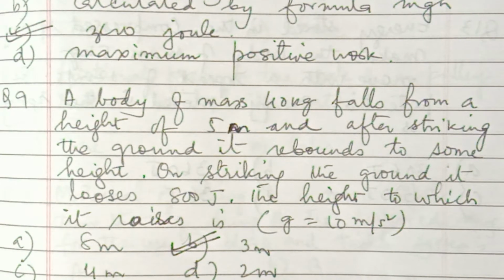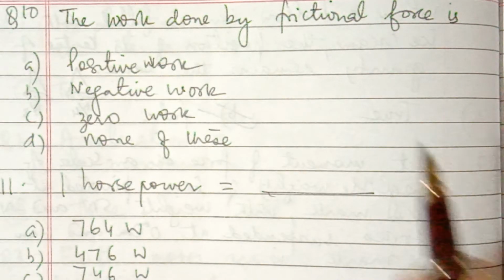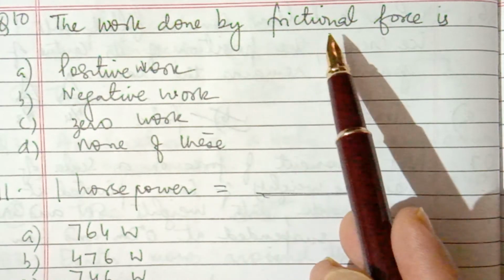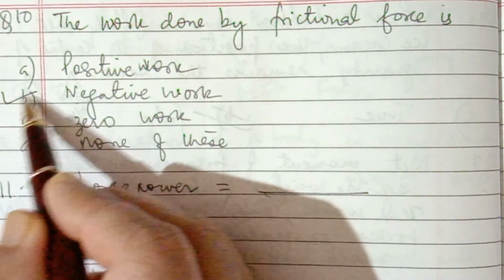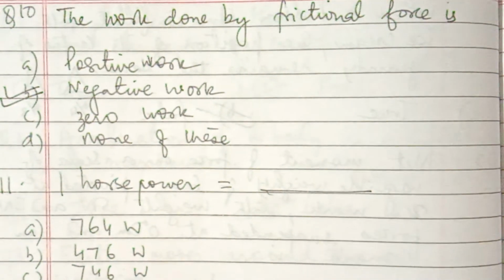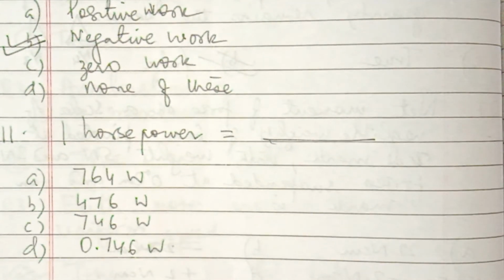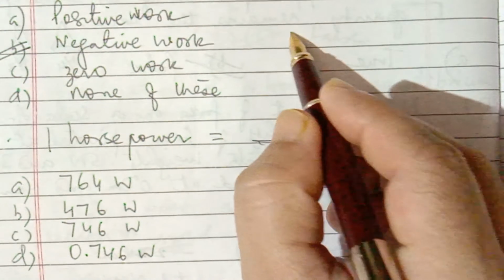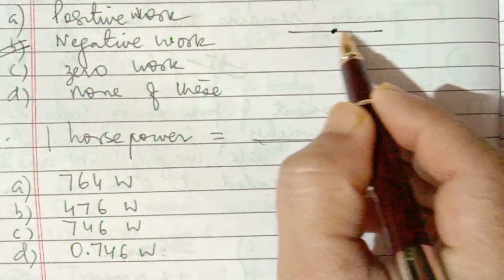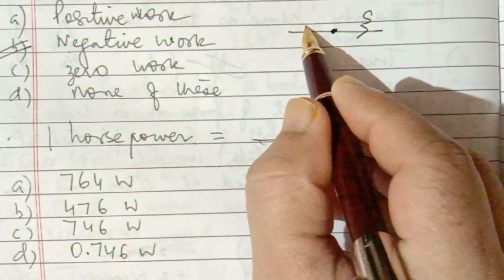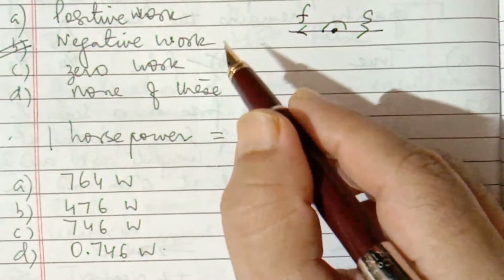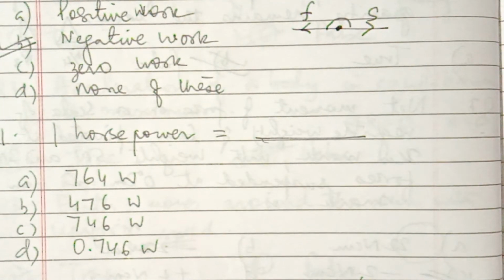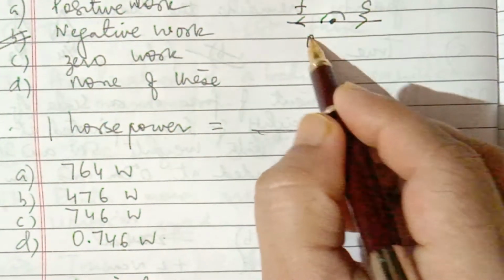So this is the answer. Next question: the work done by frictional force is negative. This is a factual question. The reason is that when the body moves this way, frictional force acts in the opposite direction. So that's why it is negative work. Theta is 180.